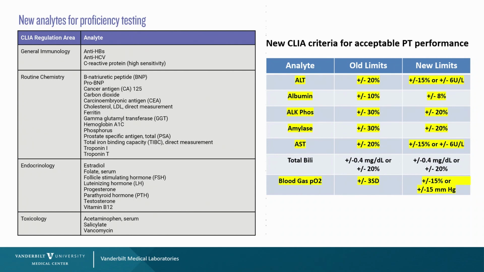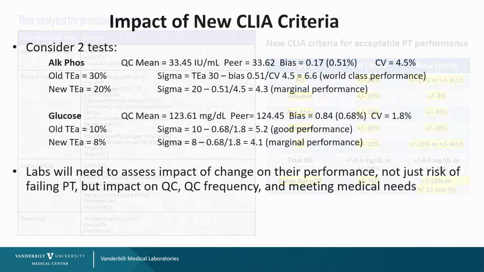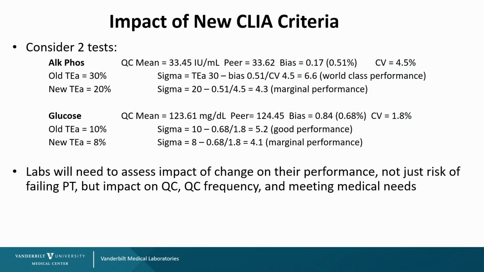So, we see these changes, and you heard John talk about the new analytes added for PT testing, as well as more stringent limits. What does this mean? It means if you keep the same QC strategy, you risk performance issues on PT, risk failing. So, the impact of CLIA changes.